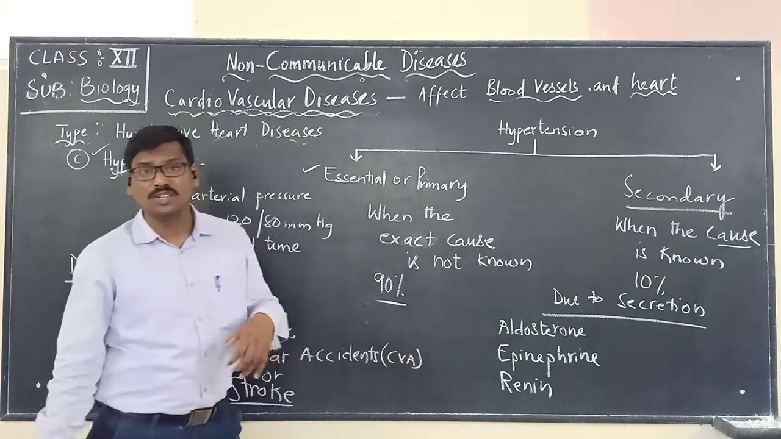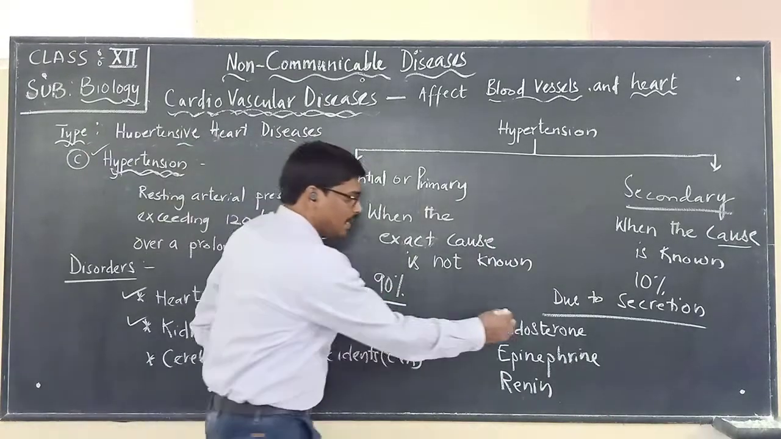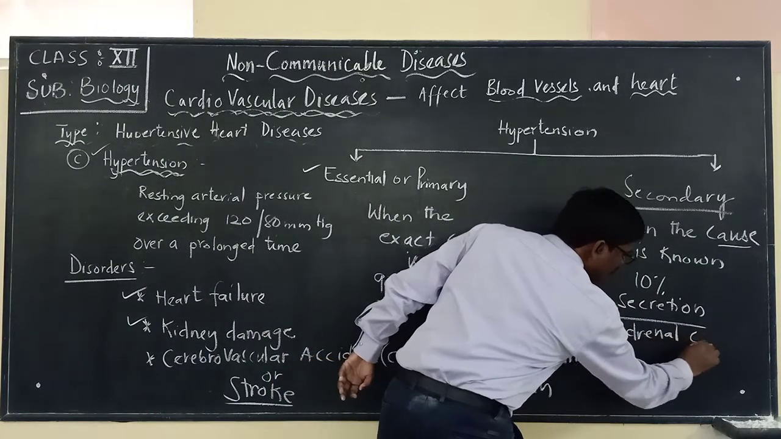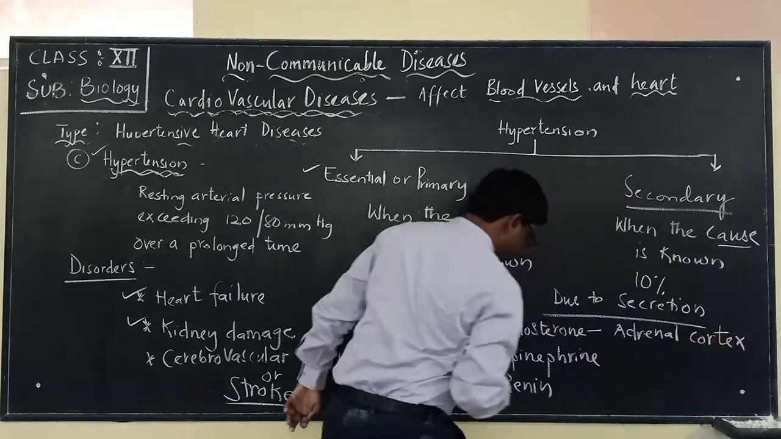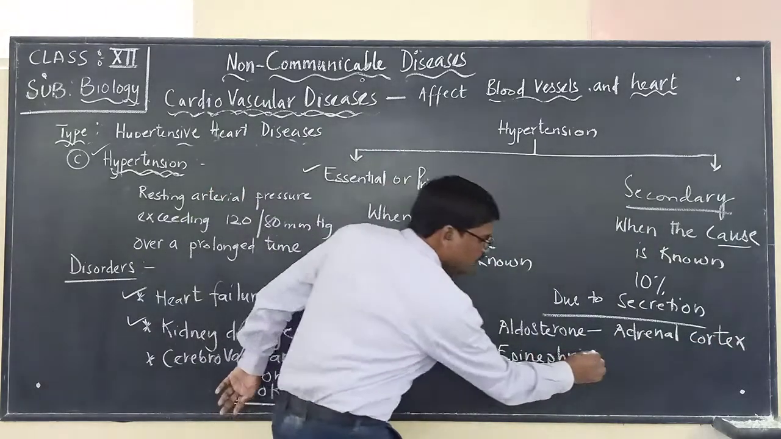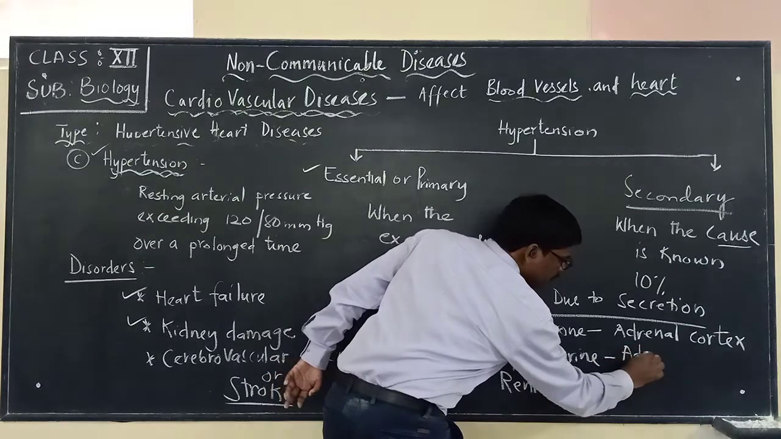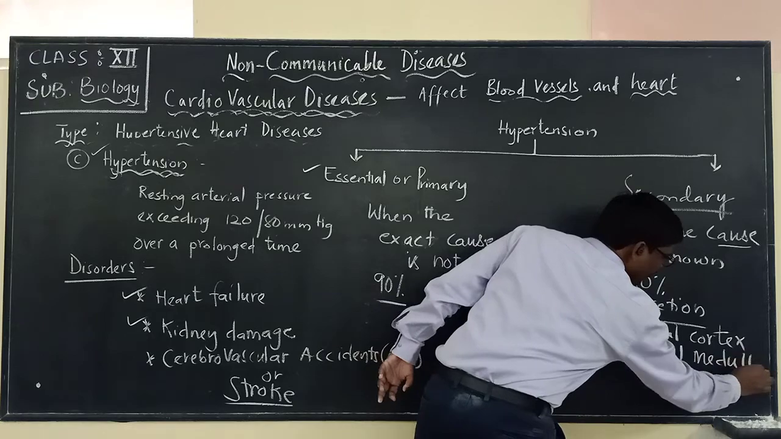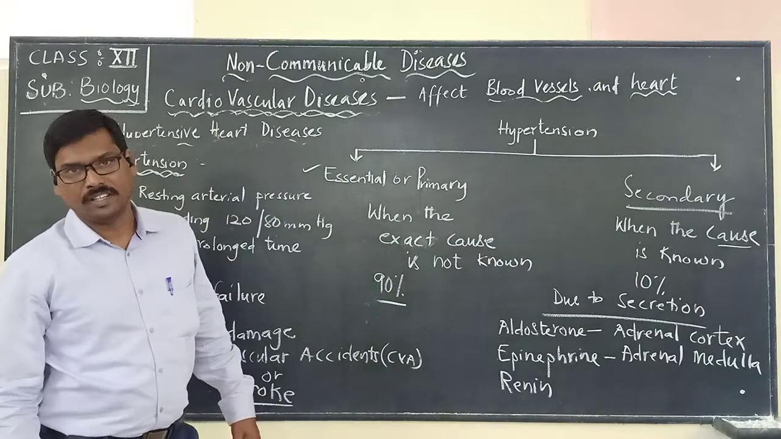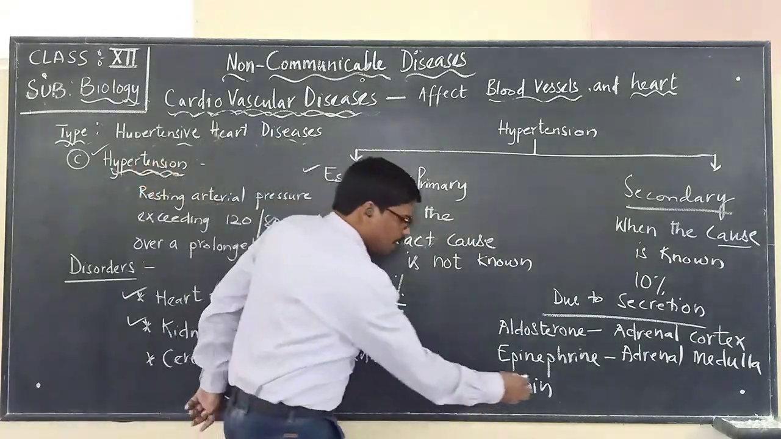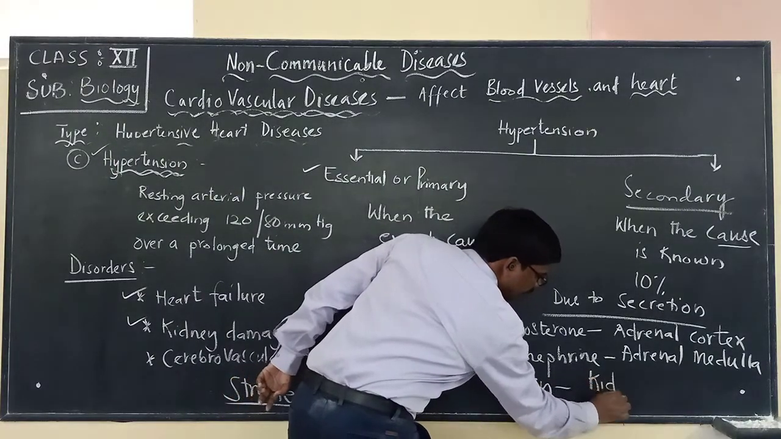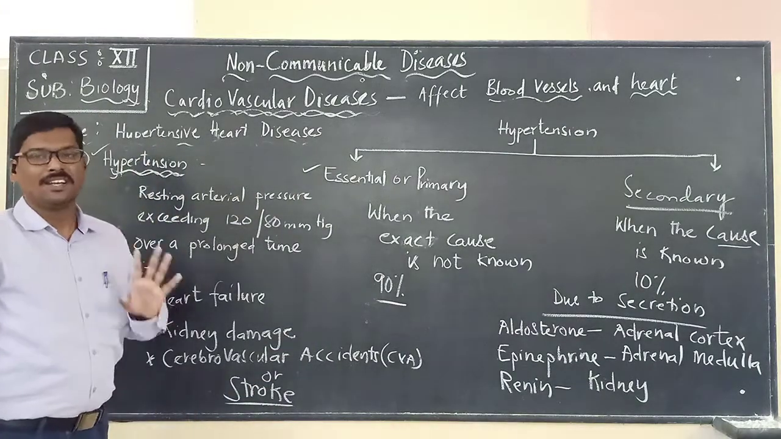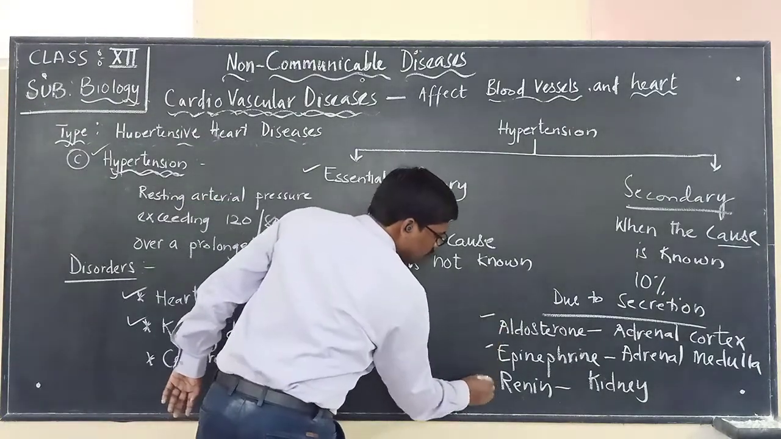If you are saying aldosterone, from where is it produced? It is produced from the adrenal cortex. At the same time, epinephrine is produced or secreted from the adrenal medulla. And now if you look at renin, renin is produced from the kidneys. So where they are secreted from is also important. All this we have to remember.